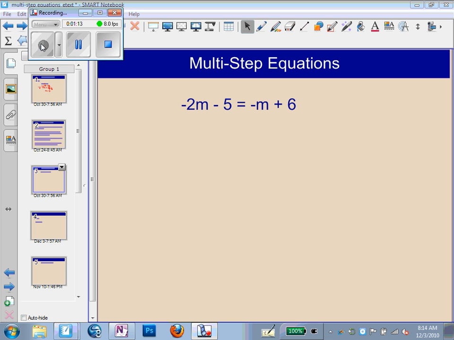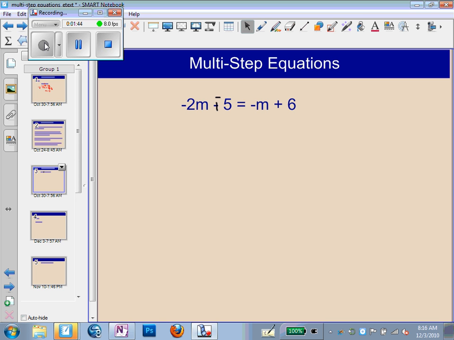All right, so the first thing we're going to do here, change subtraction to addition. So I'm going to change this minus 5 to plus a negative 5. I don't have any division, so I don't have to worry about changing division to multiplication. Since there are no like terms on either side, we're ready to start solving this equation. Now normally we would add the opposite of negative 5 to both sides. So let's go ahead and start there.